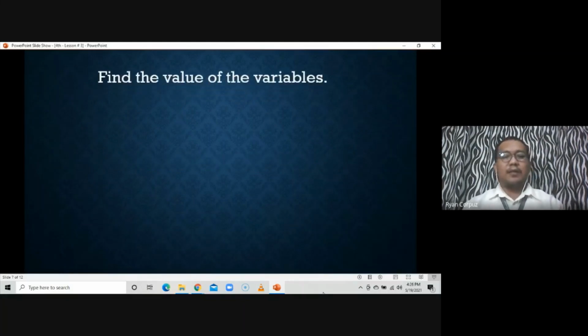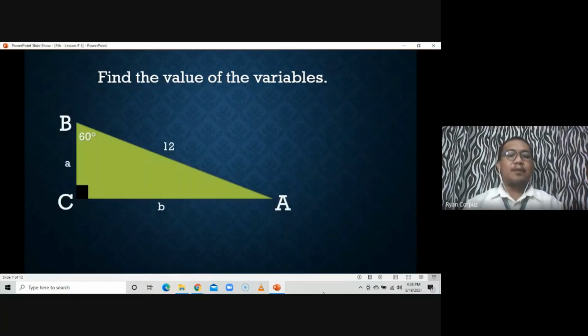So letter B naman tayo. Find the value of the variables. Ito ay with the application of special right triangles. Yung nirecall natin kaninang special right triangle theorem. So yung 30, 60, 90, and 45, 45, 90 degrees special right triangle. So unahin natin. So ang given dito ay 30, 60, 90 special right triangle.